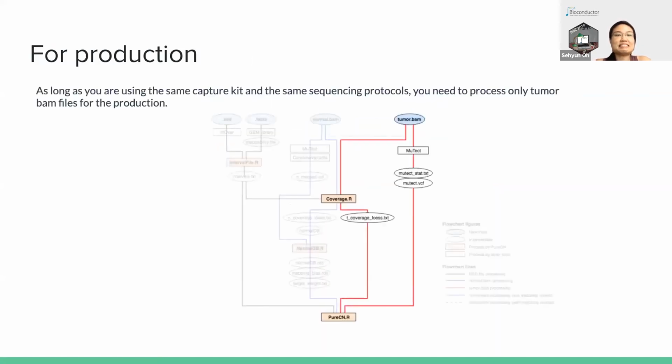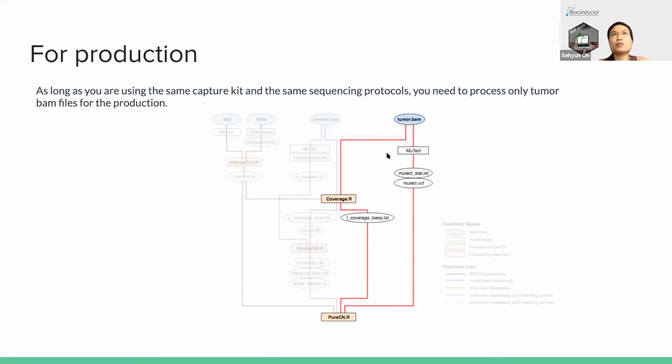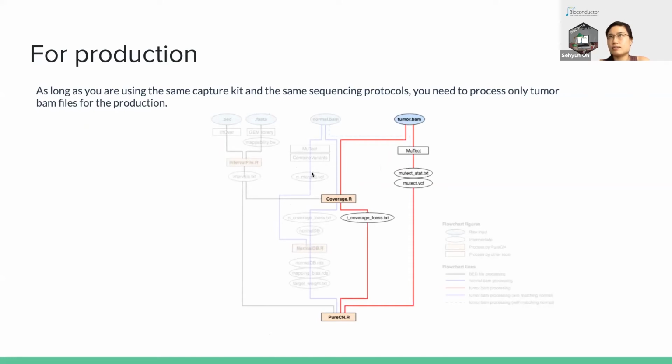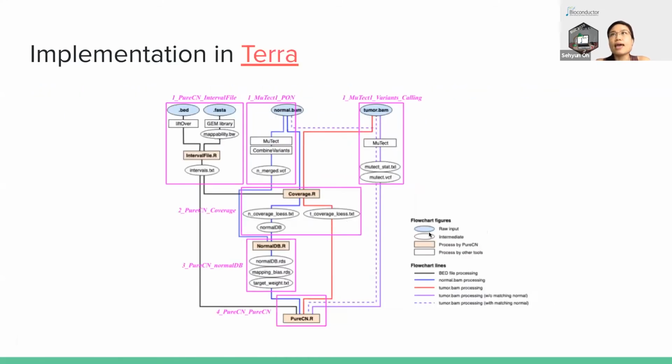I will say this is not a simple workflow, but the good news is that at the production level, as long as you're using the same capture kit and the same sequencing protocol, you need to process only tumor BAM files. All the other BED and normal BAM file information you can reuse. So you need to run only this highlighted part if you want to repeat. Based on the modularity and dependency on inputs from other steps, this whole workflow is split into 6 workflows and implemented in Terra, as I mentioned.